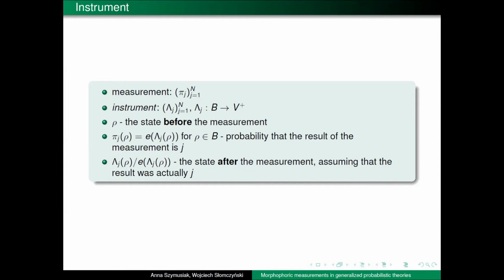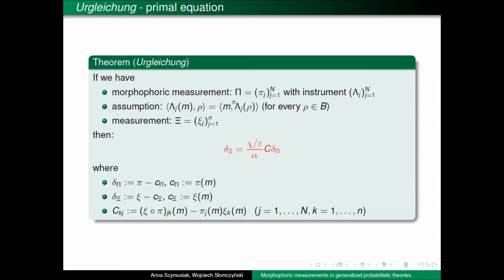So we have an instrument and we have another measurement. And we have some mild assumption about this instrument, which is not very restrictive anyway. Then we have an equation which links the results of this basic measurement, called in Qbism the measurement in the sky, with the results of the second measurement on the ground.